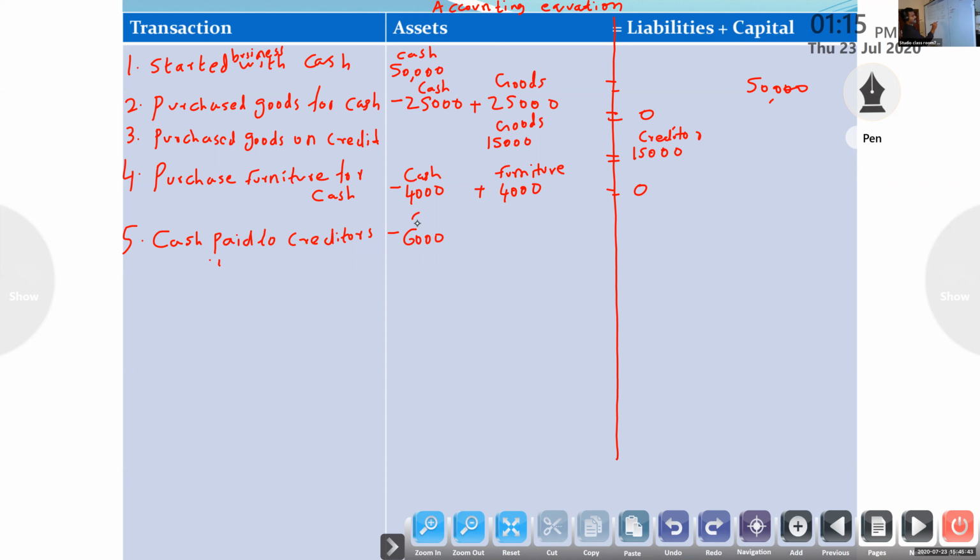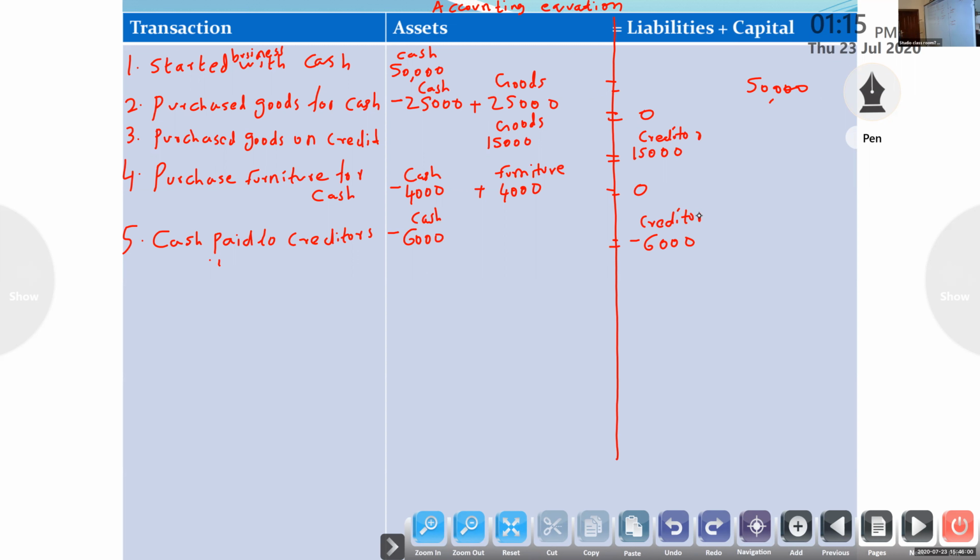That is 6,000 cash. Then cash paid to creditor. Creditor, what you have to do? We have to minus 6,000. So our liability decreased.